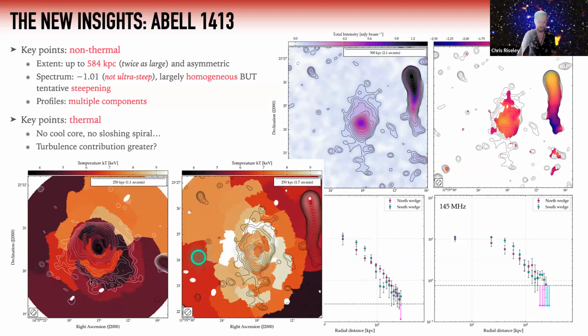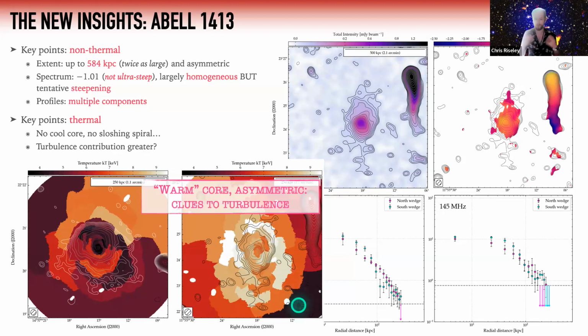Here we're comparing MS 1455 and Abell 1413, and you can tell immediately from the color scale that the central temperature is much higher in Abell 1413 than MS 1455. And likewise, there is no sloshing spiral. However, this doesn't mean there's no turbulence. This means we're dealing with a slightly disturbed system, and so perhaps the turbulence contribution is greater. This is a warm core.